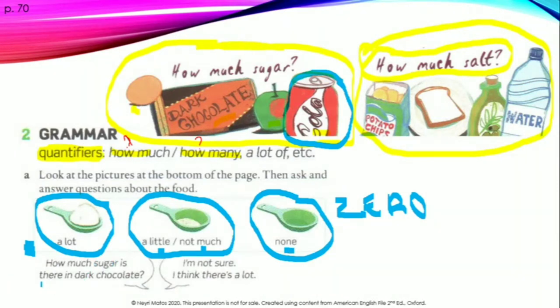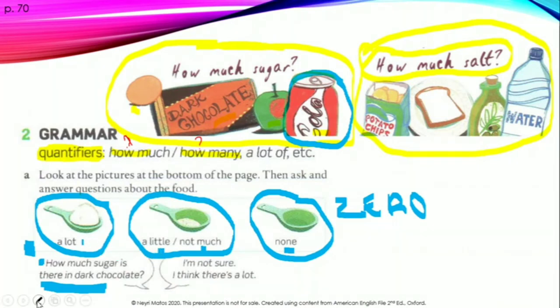So here we have a small example, right? In your material, you have this example. How much sugar is there in dark chocolate, right? So we want to know the existence of sugar in dark chocolate. So you have to say if there is a lot of sugar, if the quantity is big, or if the quantity is not big. So you can say there is a lot or there is a little, okay?